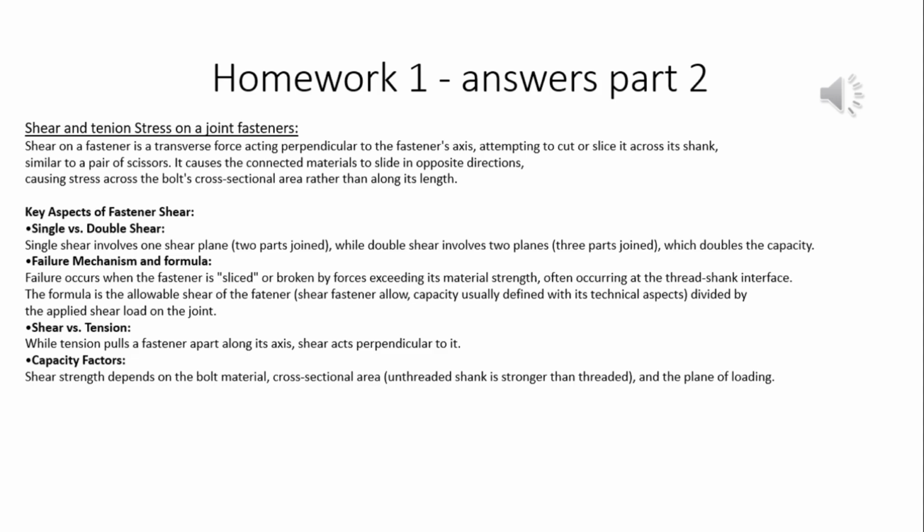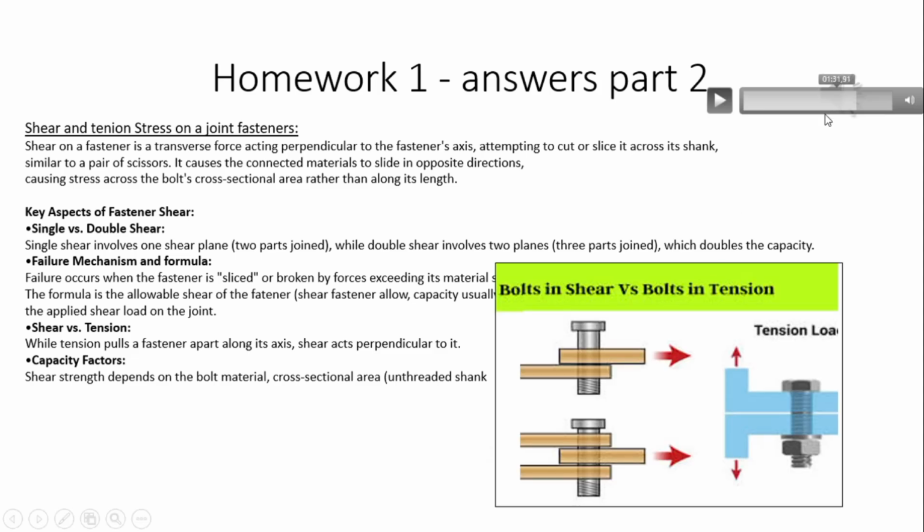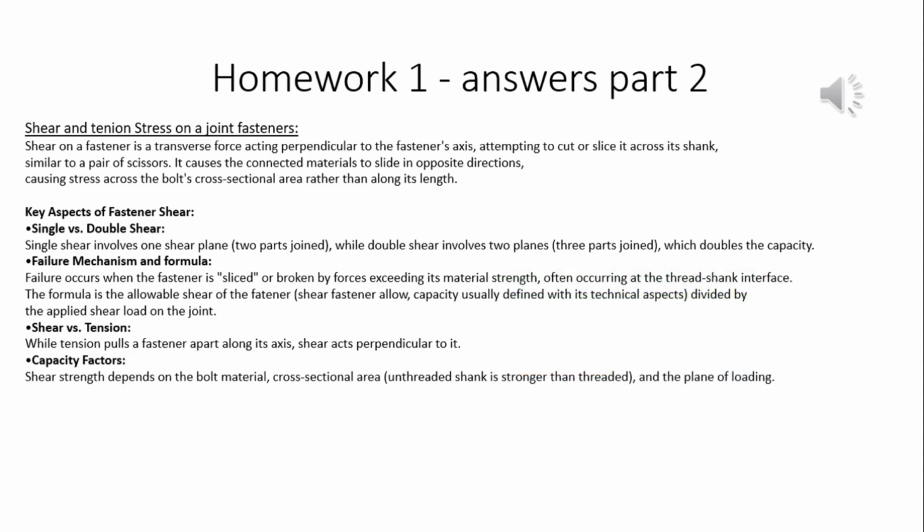So, shear versus tension. Tension pulls the fastener apart along its axis, as you can see in the picture on the right-hand side. Shear acts perpendicular to it, and you can see the tension loads. The capacity factors: shear strength depends on the bolt material, the cross-sectional area, and the shear plane location. An unthreaded shank is stronger than a threaded one.